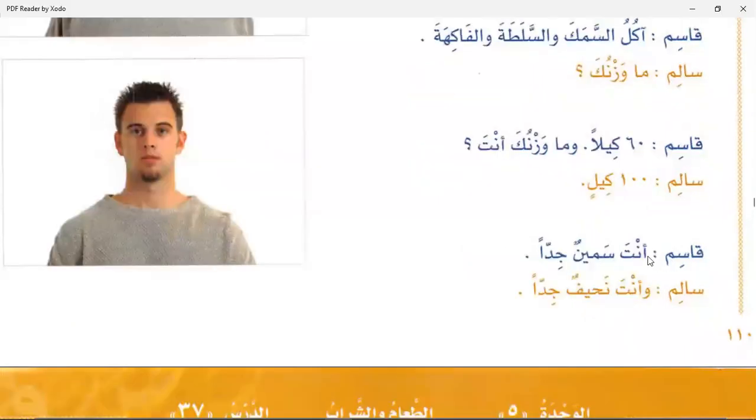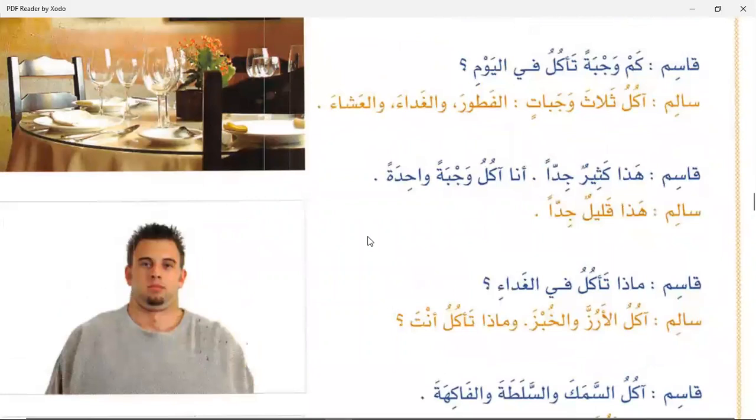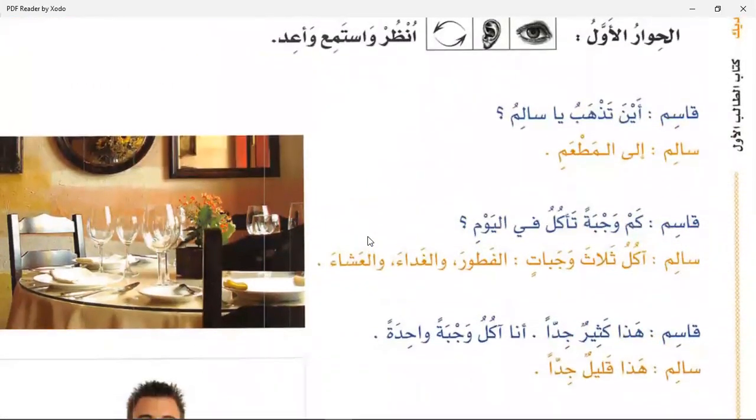Qasim: Anta saminun jiddan, you are too fat. Wa anta nahifun jiddan, you are too skinny, or you are too weak. Now, if anyone has any questions, she can ask me after unmuting her microphone. I think no question.